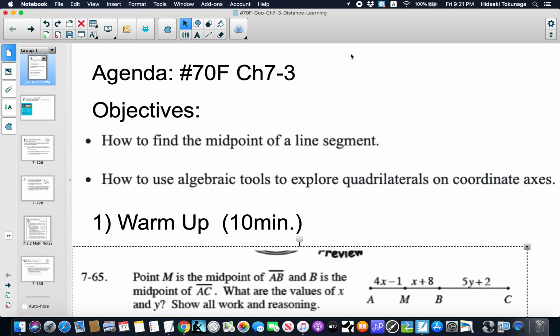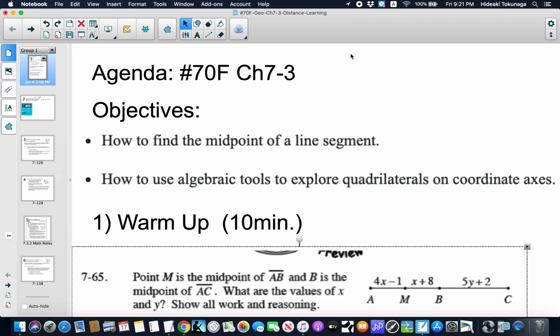Hi, this is assignment 70 for geometry class, chapter 7-3. The objectives are how to find the midpoint of a line segment and also how to use algebraic tools to explore quadrilaterals on coordinate axes.